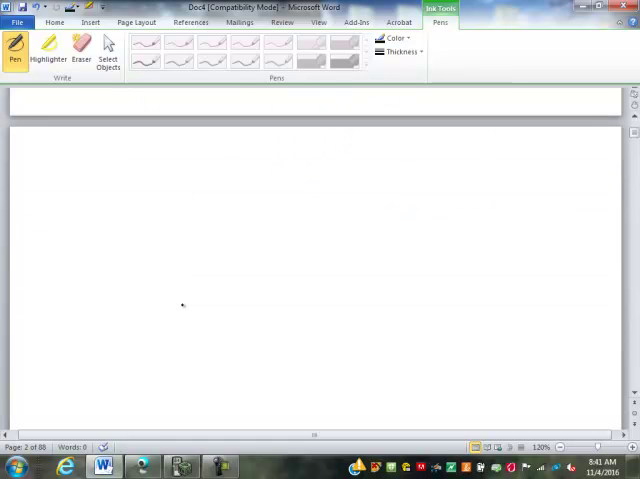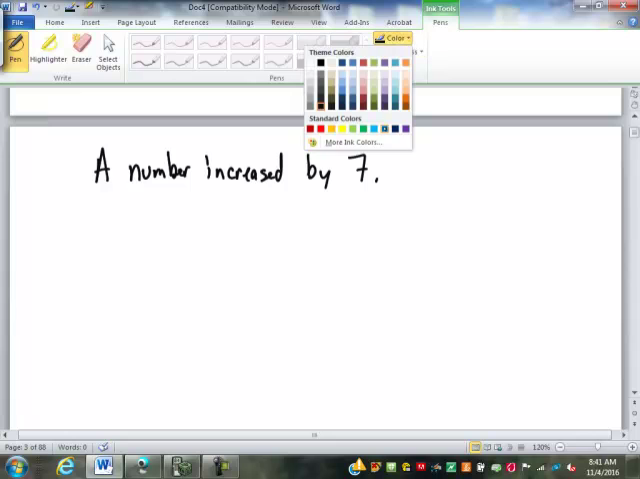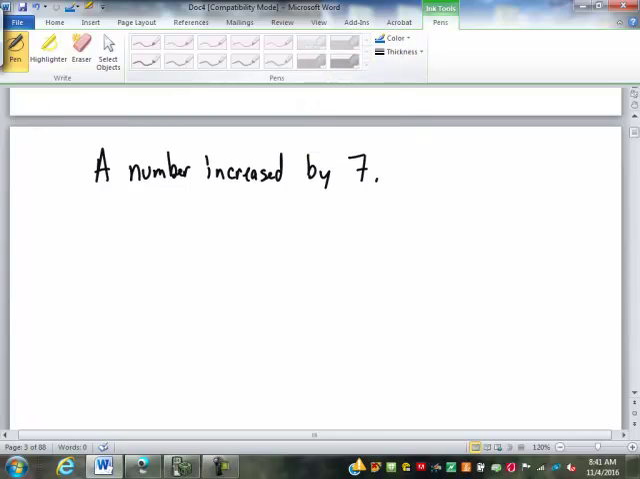The next skill with these variables is the one I want to spend the most time on today, and that is translating words into formulas. Let's say I tell you that we have a number increased by 7. What's that going to look like in symbols? I can do x plus 7, I can do n plus 7, y plus 7. Whatever letter I want to use for that variable, I can. So any letter plus 7.